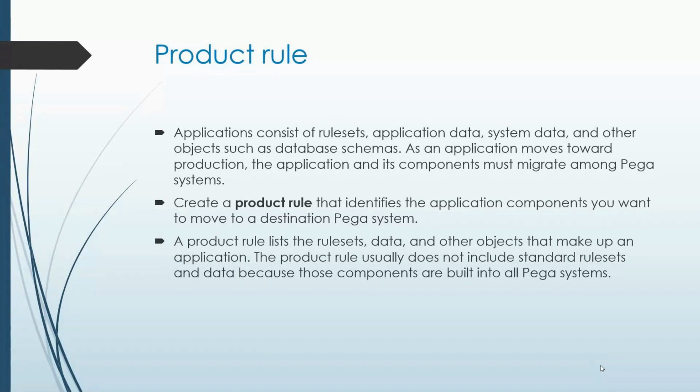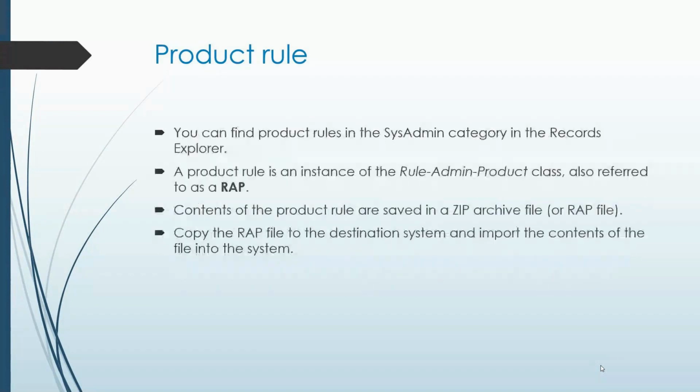Now, how is this product rule generated, or what is this called? A product rule is an extension of Rule-Admin-Product. It's part of a class called Rule-Admin-Product, and that's why we call it a wrap sometimes. You might have heard this between two Pega developers. They talk like this: boss, can you give me the wrap of your application? Which means, can you give me a backup?